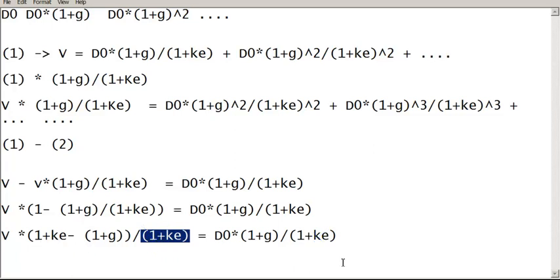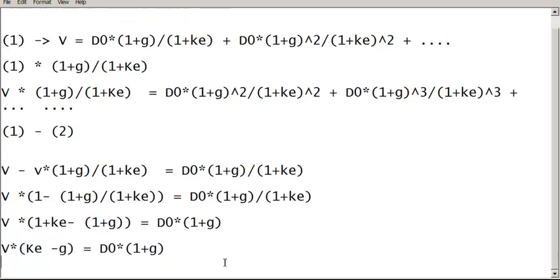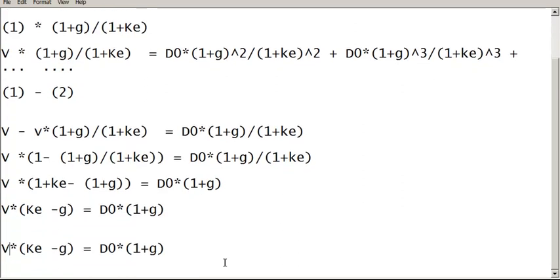So we will cancel this and this, and we will be left with V into, the 1 minus 1 will get cancelled, Ke minus g, which is equal to D0 into (1 plus g). And hence the value will be very simple: value will be this divided by Ke minus g. So this is your Gordon growth formula, that is value is equal to D1 or D0 into (1 plus g) by Ke minus g.